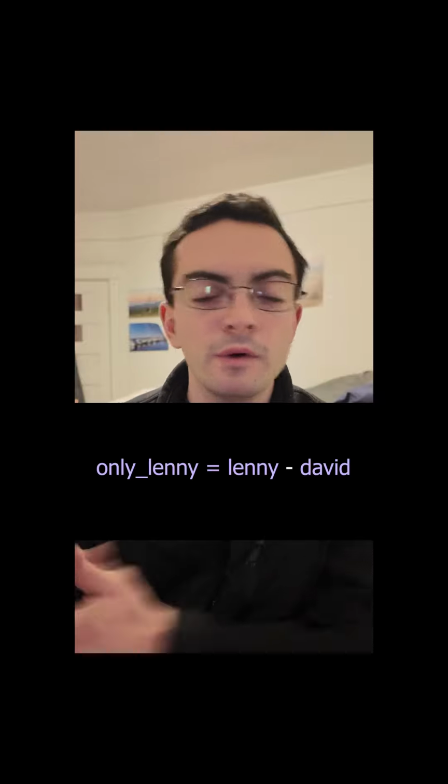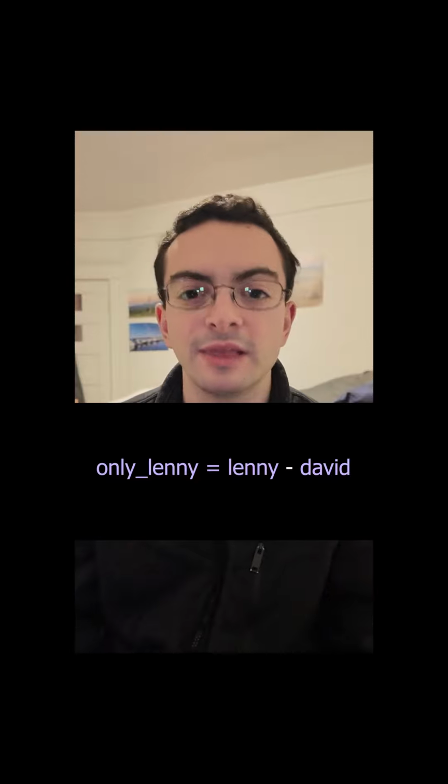But then there's also some new operators. For instance, you can use the subtraction sign to show the difference between two sets. Say you want to know what foods Lenny likes that I don't like as well. You could say we want to get the Lenny foods minus David foods. It removes all the overlap, and we're just left with what Lenny likes.